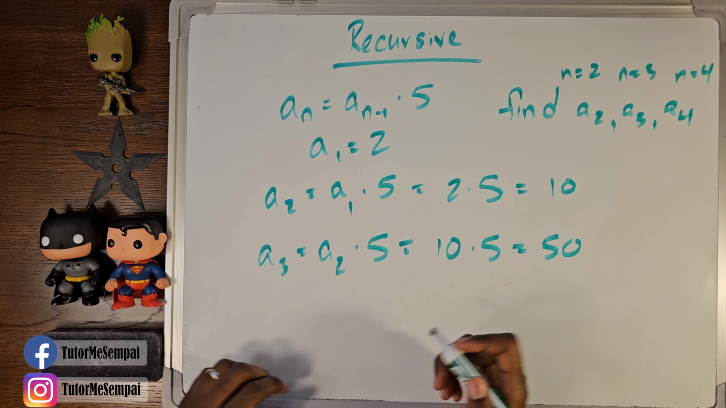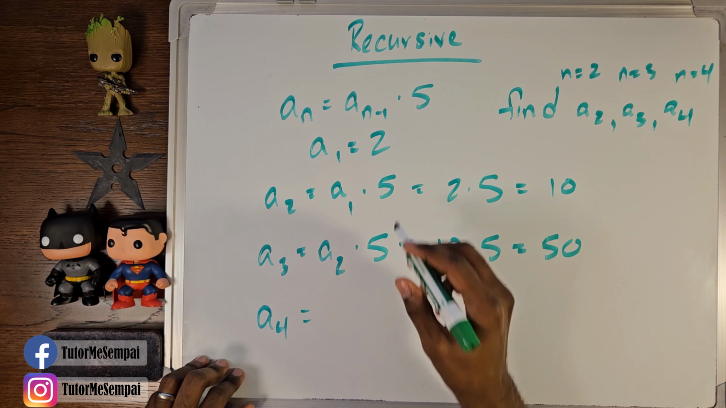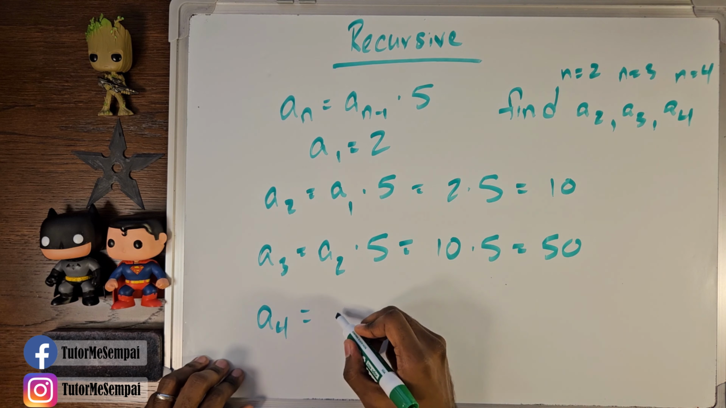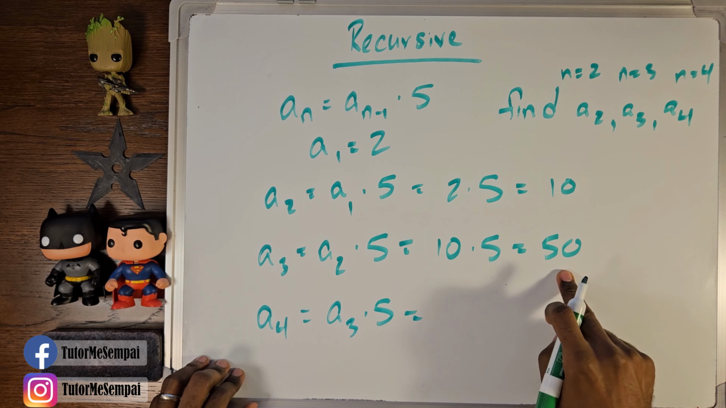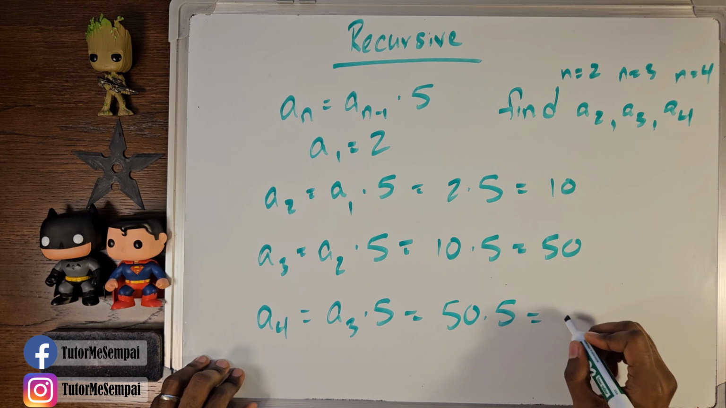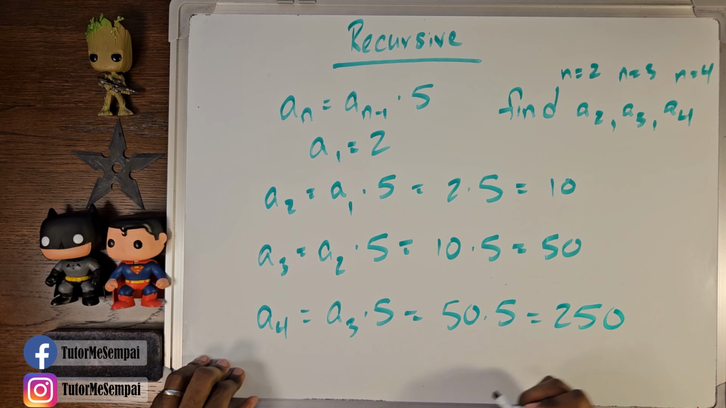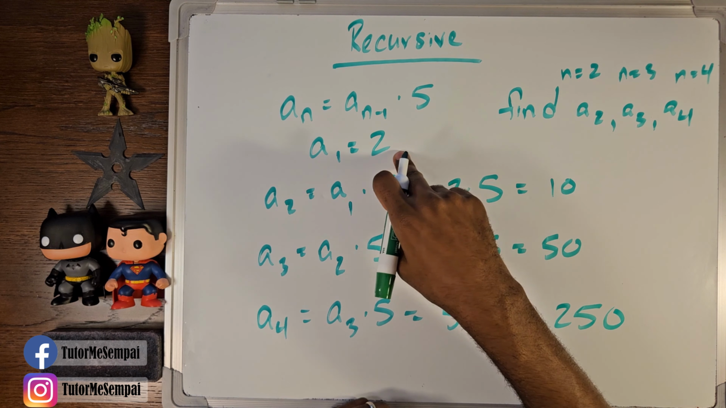Lastly, we want to find our a sub 4. So plug in your 4 wherever you see your n. This is going to be 4 minus 1. So a sub 3 times 5. We know a sub 3 because we just found it. 50 times 5. And this is going to be 250. So these are going to be your first 3 terms outside of your initial a sub 1.